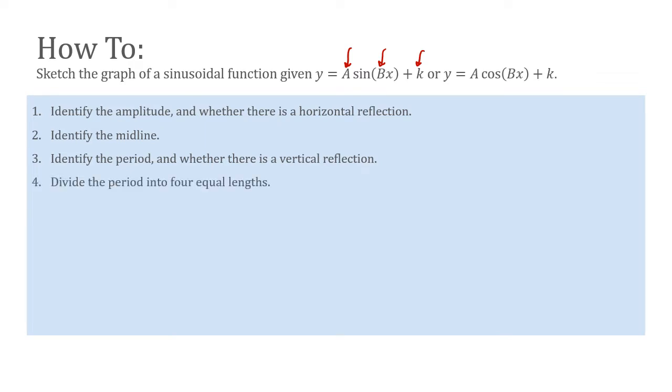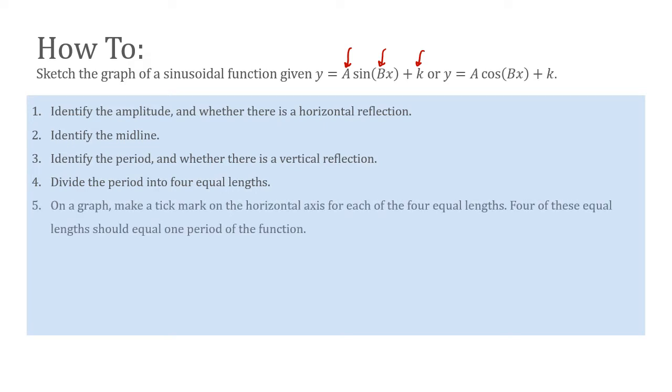Step 4. In order to graph, you'll want to divide the period into 4 equal lengths. Then, on a graph, you'll make a tick mark and label on the horizontal axis for each one of those 4 equal lengths. 4 of these equal lengths should equal 1 period of the function.